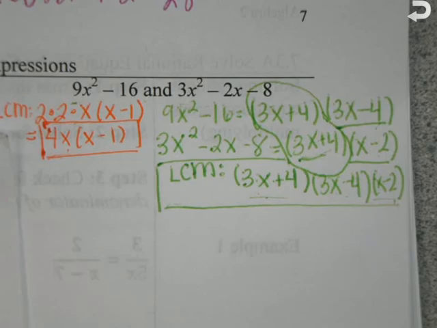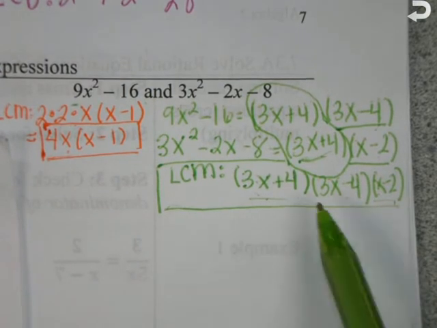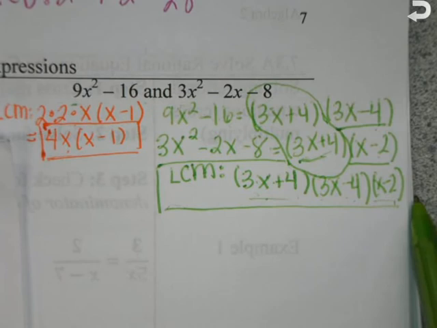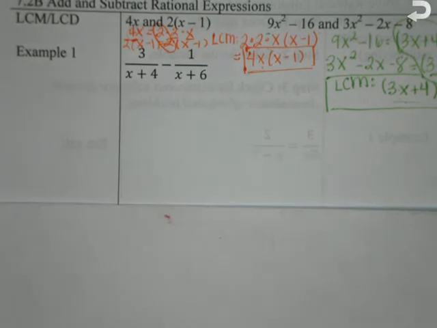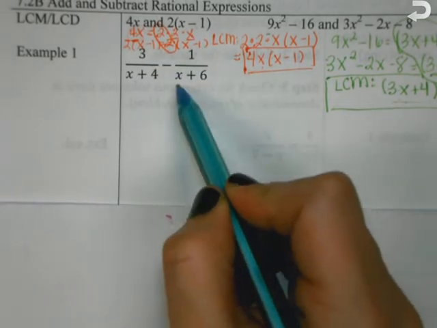Our LCM for these two terms would be 3x plus 4 times 3x minus 4 times x minus 2. Is everybody okay with that? Okay, so example 1, what we're actually going to be using this for is finding common denominators, but I wanted to practice with you guys first before we actually started applying it. So example 1, we have 3 over x plus 4 minus 1 over x plus 6.